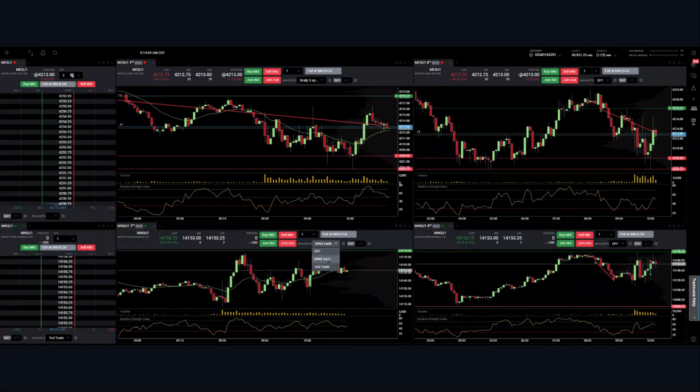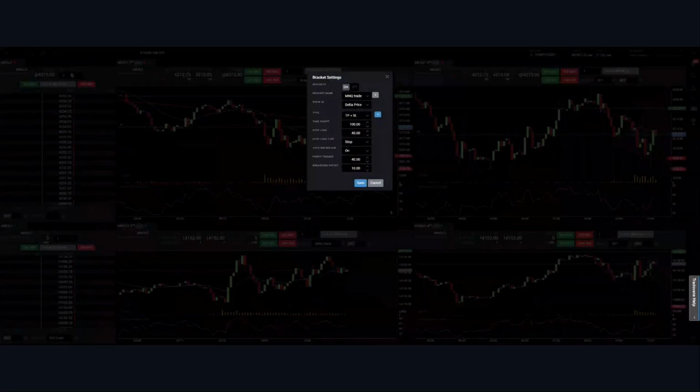Let's look at the MNQ trade. What do I have here? Here I have a take profit of 100 and stop loss of 40. So this is definitely a swing trade. And in here, the profit trigger for setting the break even would be at 40. And then the offset, and I can't remember what the offset stands for.